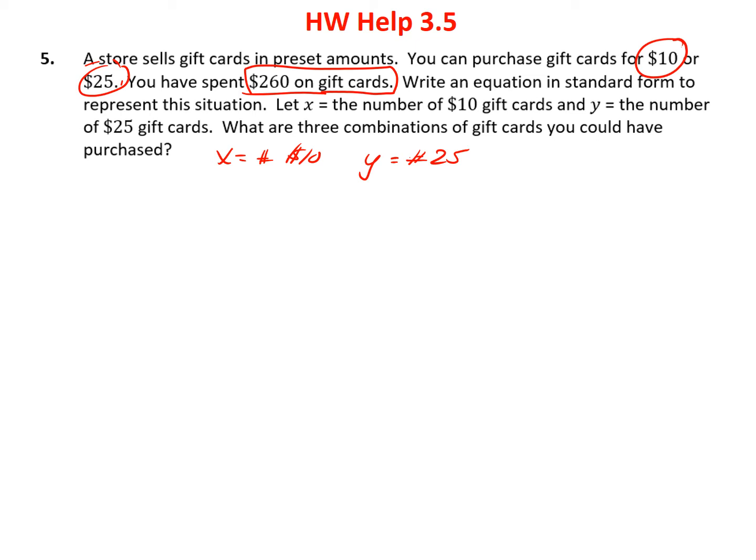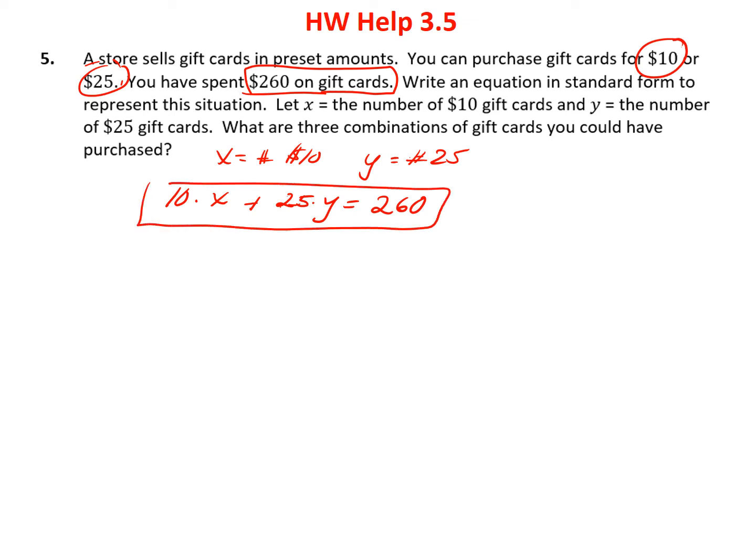So the question is to set up an equation. We know that for every $10 card, that's going to cost $10 times x, plus the $25 cards, 25 times y, and that has to equal our $260. Right. So that's the equation that we need. If you wanted to write it without the dollar signs, you could say 10x plus 25y equals 260. Now, then it asks us for 3 combinations.